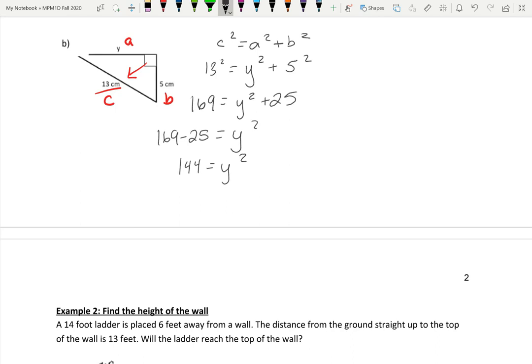And again, the opposite of squaring is square rooting. So another way of doing it is just bringing that square over to the other side where it becomes square root. And the square root of 144 is 12.